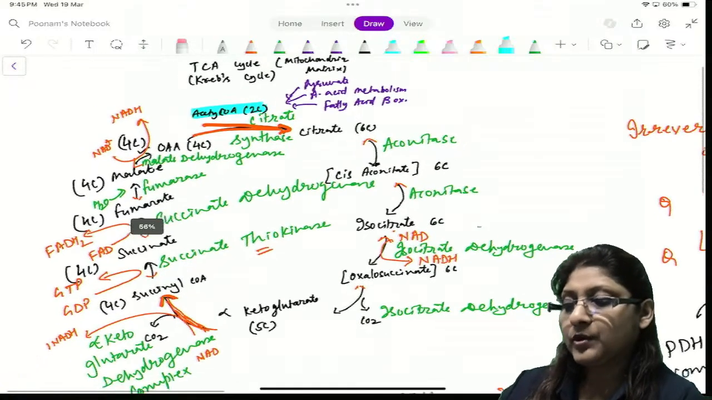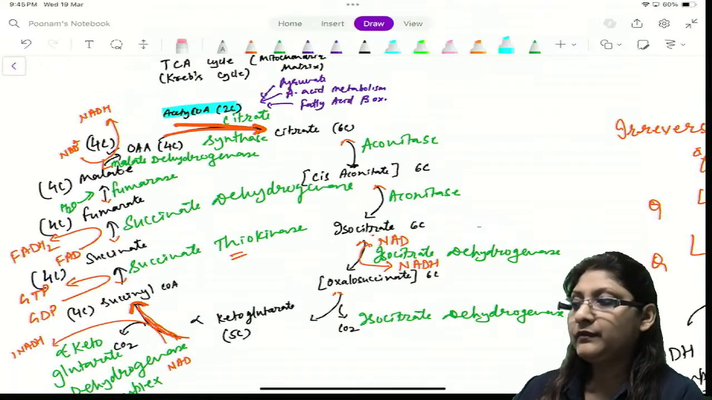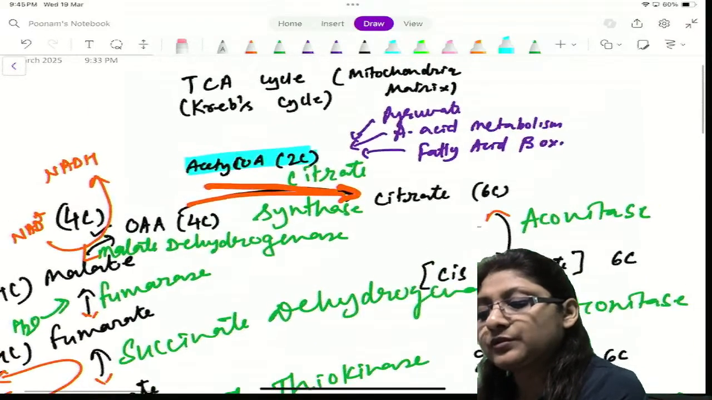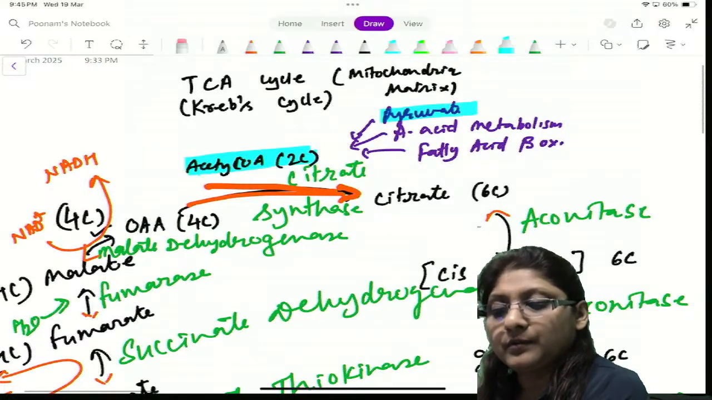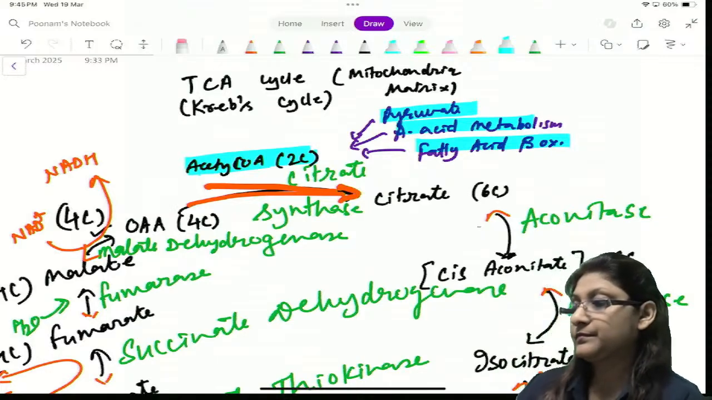So we have talked about the reaction, direction, enzymes, and various ATP production. And I have additionally told you the source of acetyl-CoA may be glucose, maybe amino acid, maybe fatty acid beta oxidation.